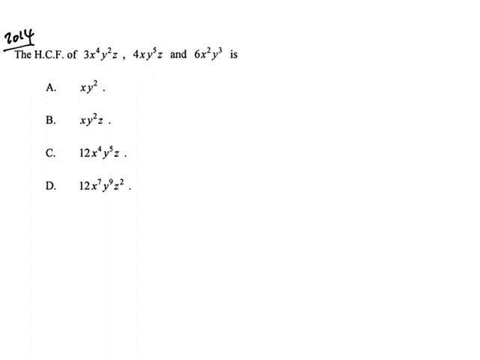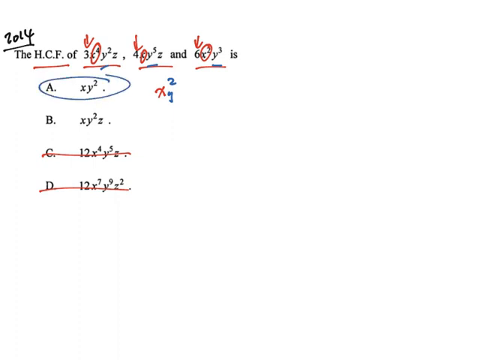Try to do 2014. Let's check it. Find the HCF of these 3 terms. For the number, actually there is no common factor, so we know C and D are wrong. And for x, x^4, x, and x^2, so it is x. And for y, y squared, y^5, and y^3, the smallest is y squared, and z is not common. So you can see it is x y squared, so the answer is A.